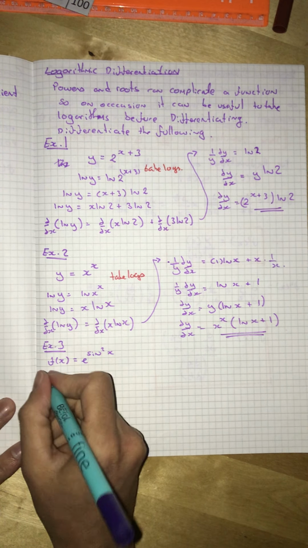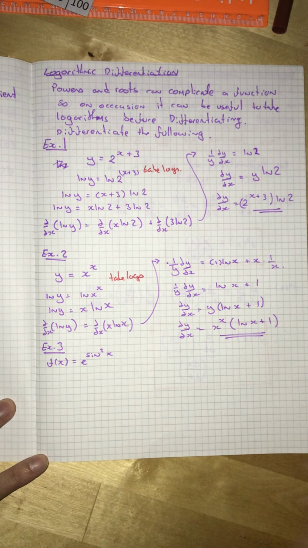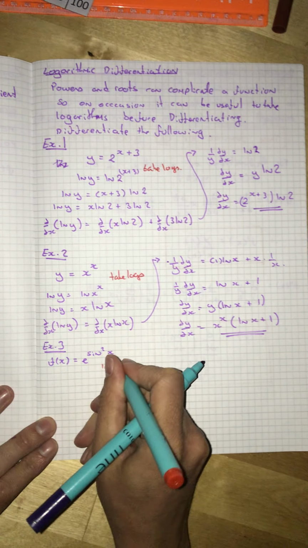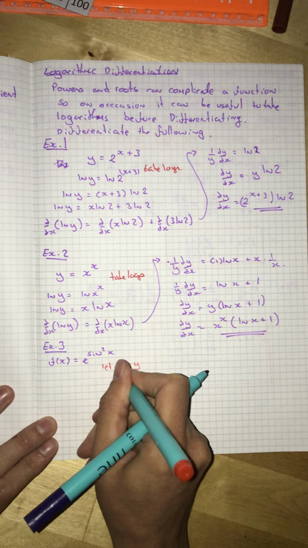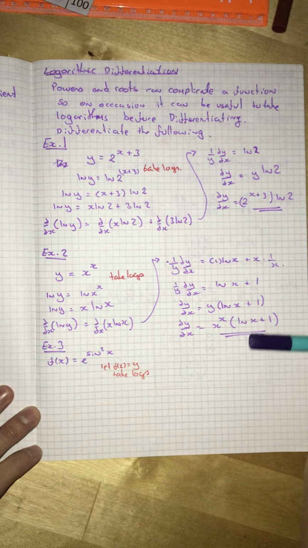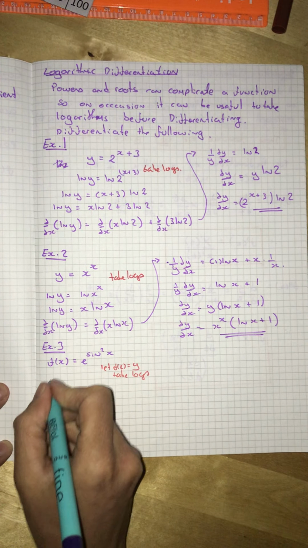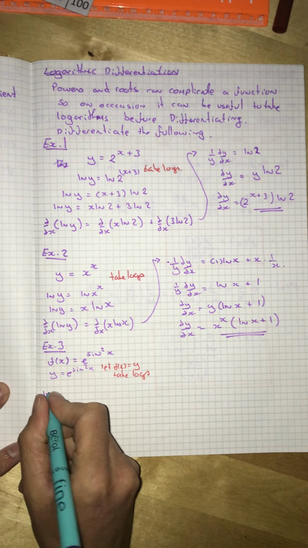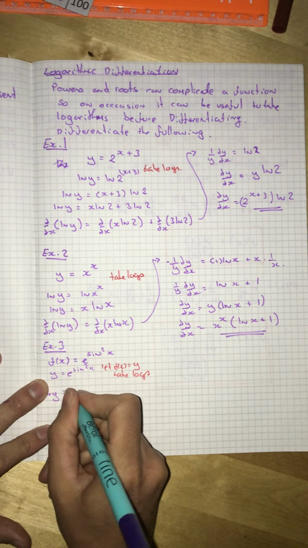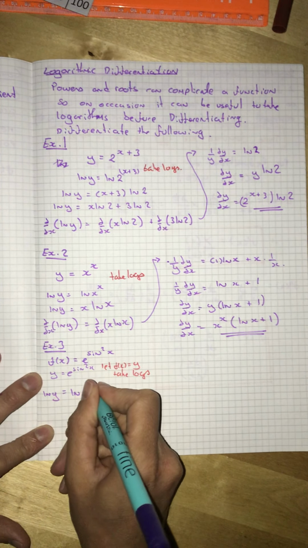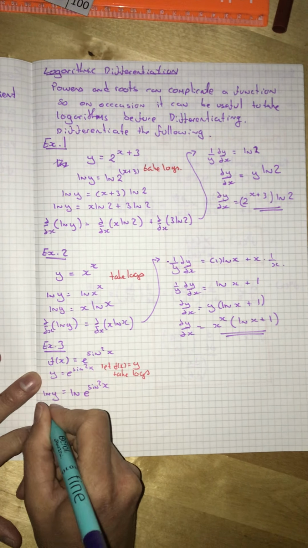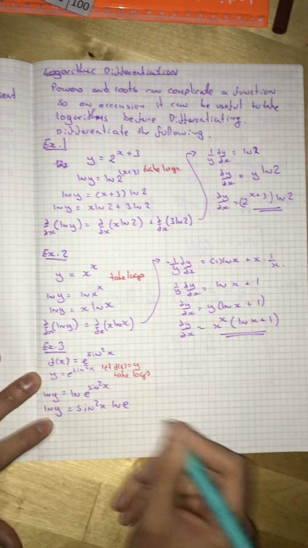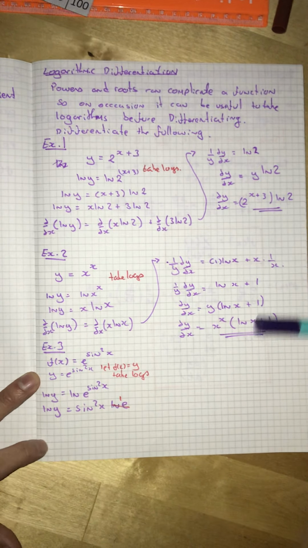Last one. Firstly, it's f of x, but all we do is let f of x equal y, and take logs. So we get y equals e to the sine squared x. So we get log y equals log of e to the sine squared x. Log of e is just 1.